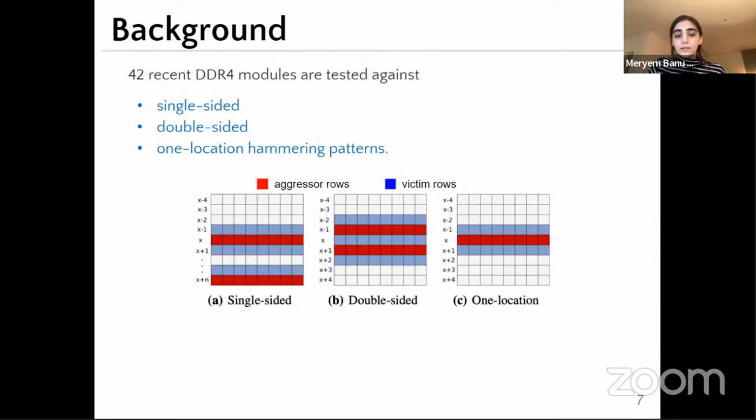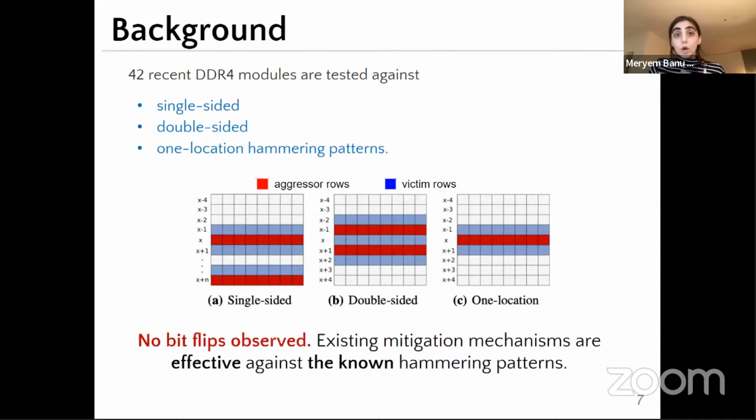And when the authors tested 42 recent DDR4 modules against these patterns to understand the modern landscape, they observed no bit flips at all. Since these hammering patterns are capable of creating bit flips for DDR3 devices, this observation raises an important question. Is RowHammer a solved problem?